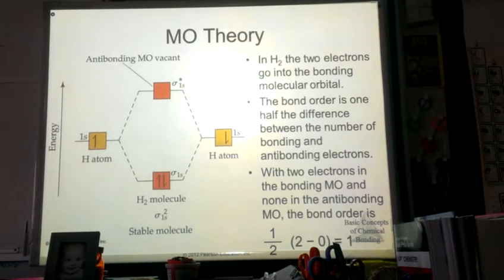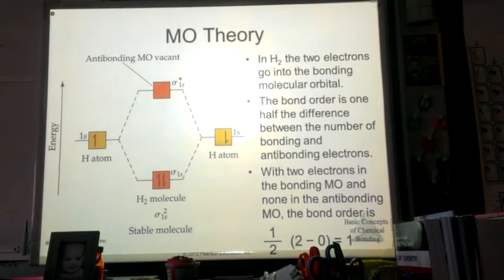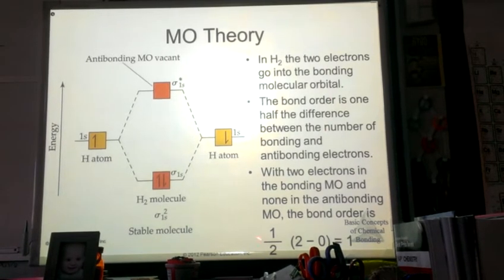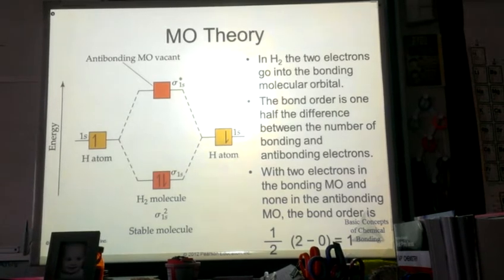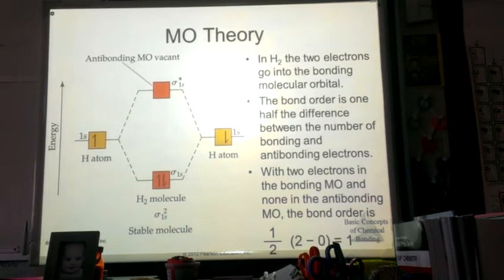So the bond order is 1/2 the difference between the number of bonding and the number of anti-bonding. Ultimately, this is how you would find bond order, which we'll do in just a second. But how would I define bond order? Bond order is just the stability of a covalent bond, and that stability is going to be associated, in a quantitative way, with a number.